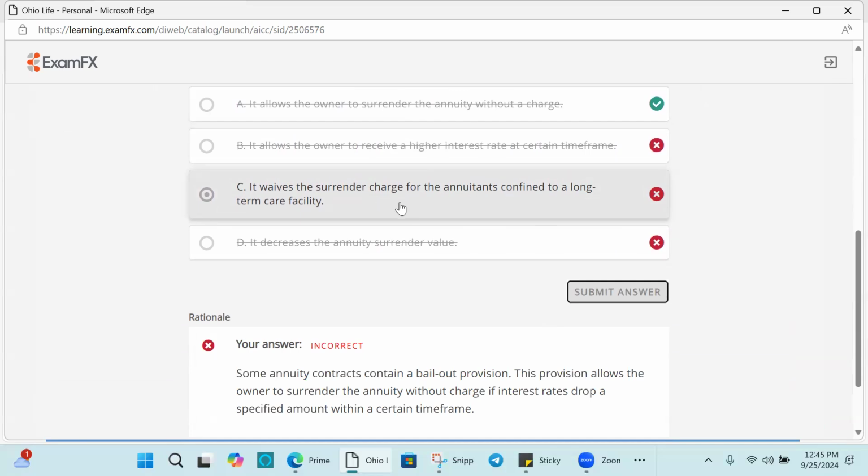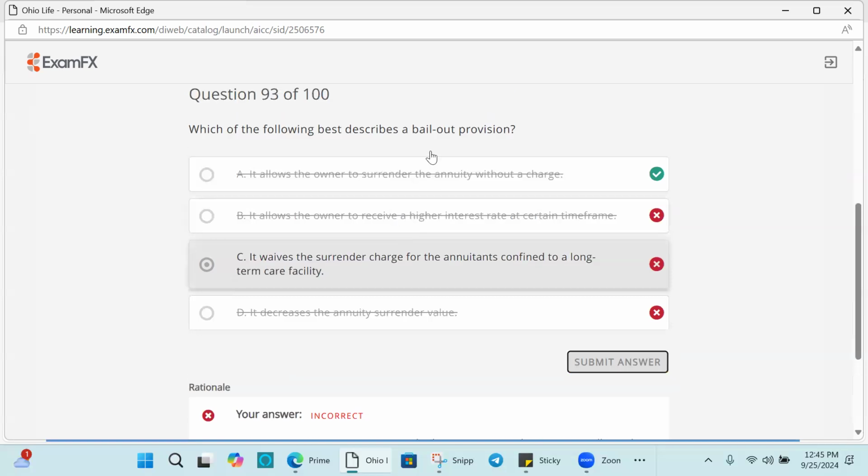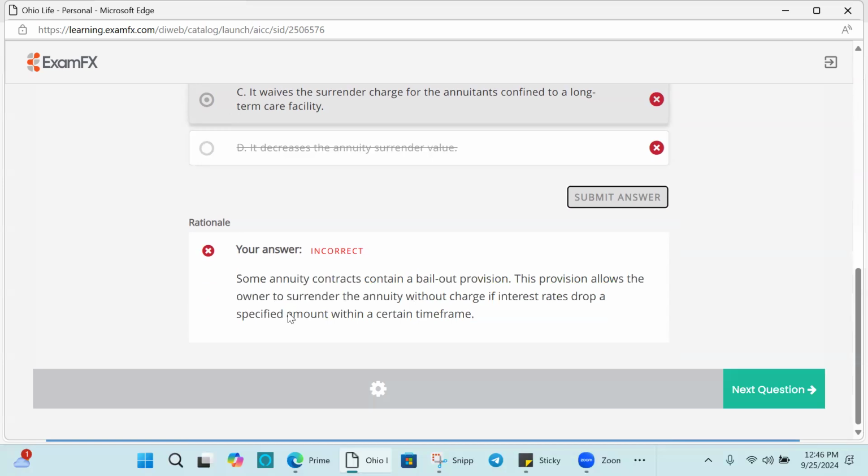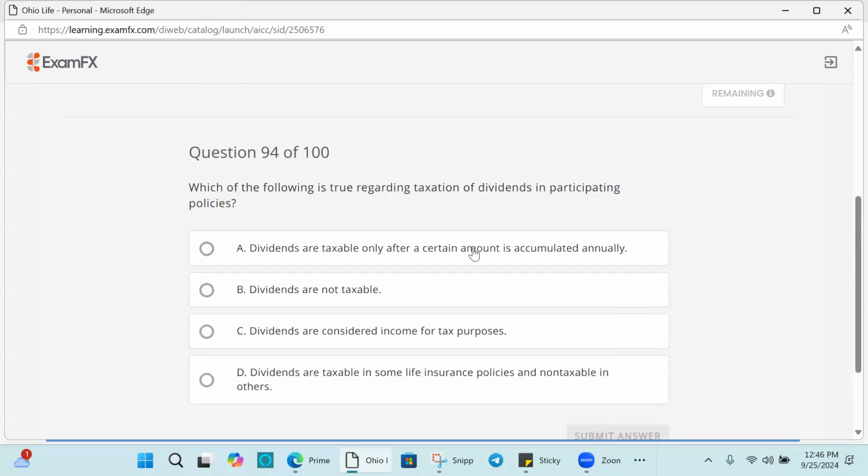The second one is called the bailout provision, which says if the market goes down a lot over a short period of time, they'll let the owner get out of the annuity without the surrender charge. Yeah, this is right. If the interest rate drops. Okay, cool. We're still going to pass though.